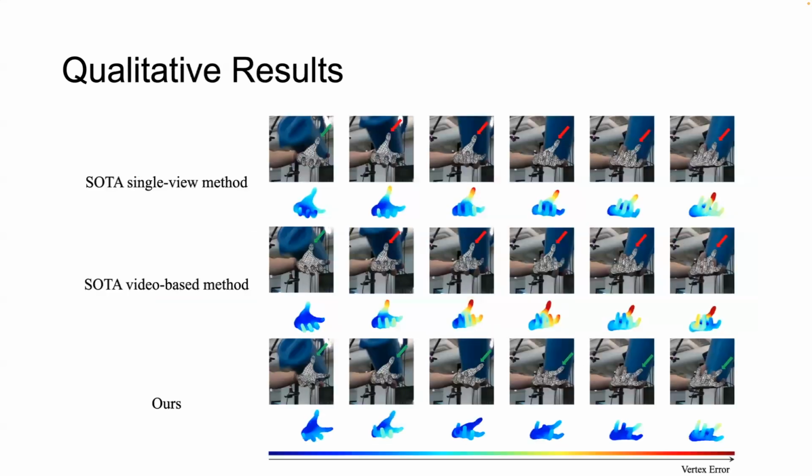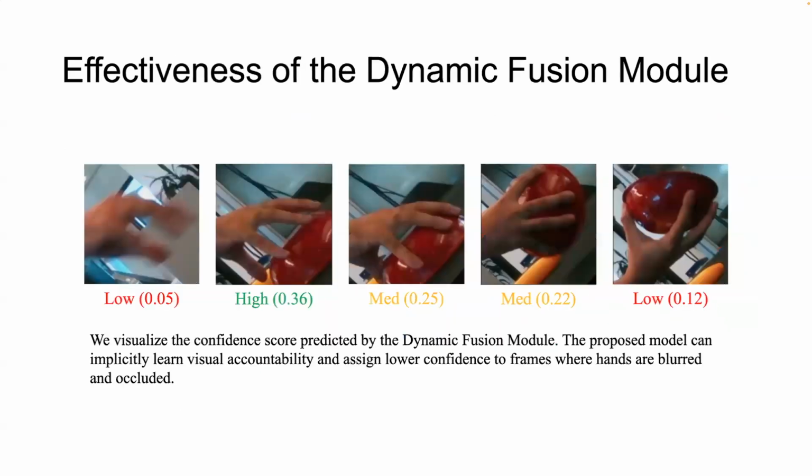Here are some qualitative results, which show our approach has lower and more evenly distributed errors. We visualize the confidence score predicted by the Dynamic Fusion Module. The proposed model can implicitly learn visual accountability and assign lower confidence to frames where hands are blurred or occluded.